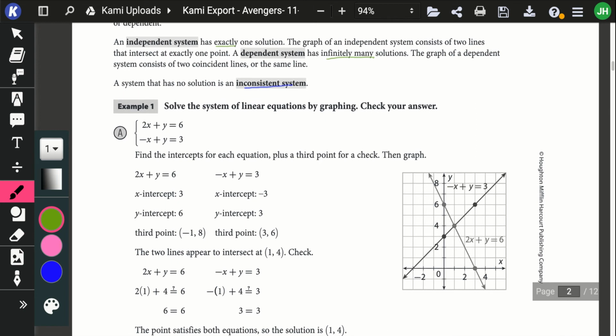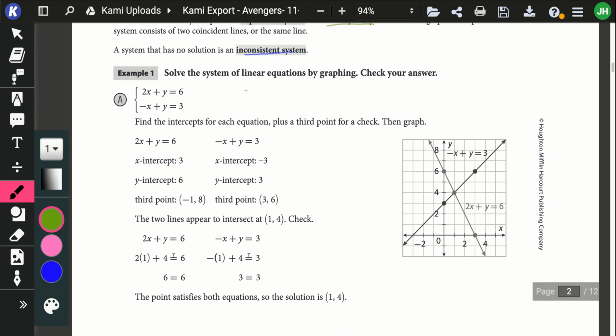So now let's look. How do you solve a system of equations by graphing? Well, I will give you two equations. First step, find the intercepts for each equation plus a third point. Now, why a third point?